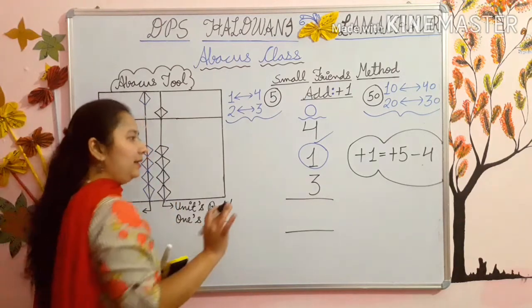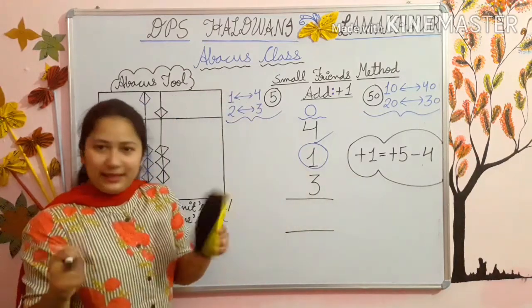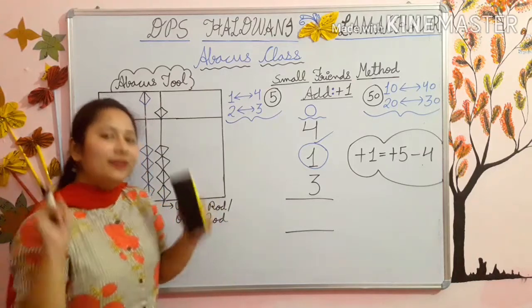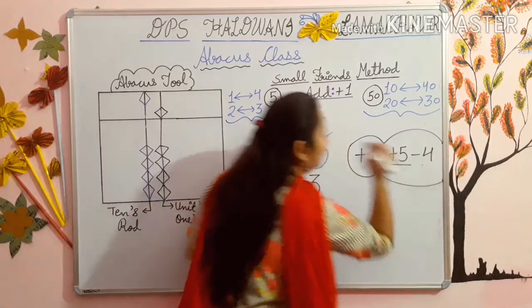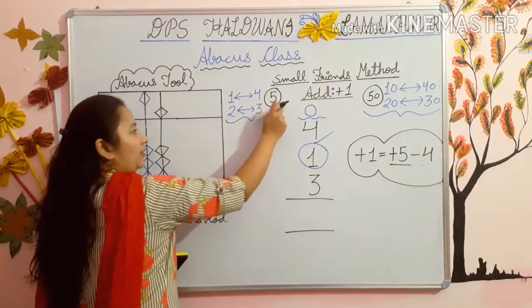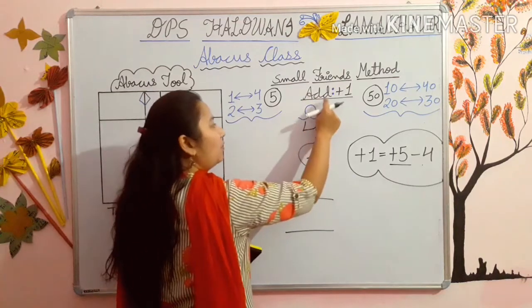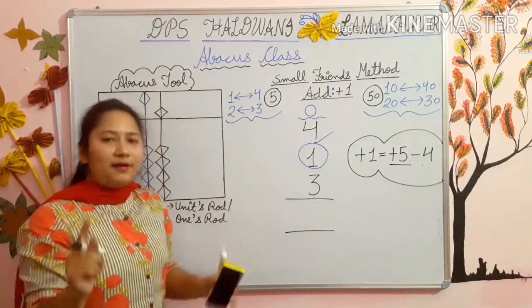Again I am repeating kids. What you have to do? See, you have to add 1. But the bead is not there. आपको 1 को ऐड करना है लेकिन बीट नहीं है. So what you have to do? First of all you will add 5. आप 5 को ऐड करेंगे because these are the sums of add. So first of all you will add 5.